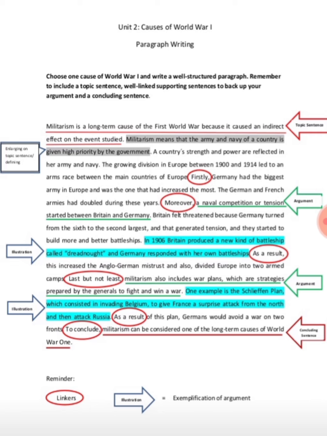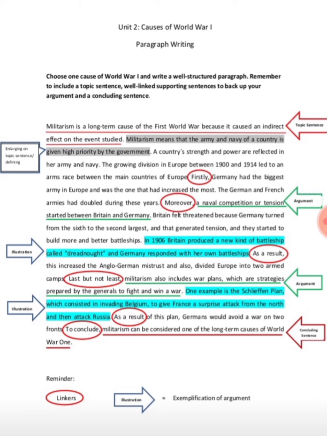The growing division in Europe between 1900 and 1914 led to an arms race between the main countries of Europe. So these all are the supporting sentences. Firstly, see the connectors: firstly, moreover, as a result, which are circled in red. Last but not least, as a result, to conclude. These are all the connectors which connect the first sentence to the second sentence.